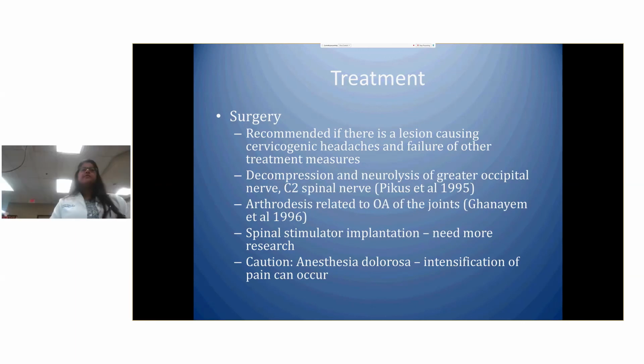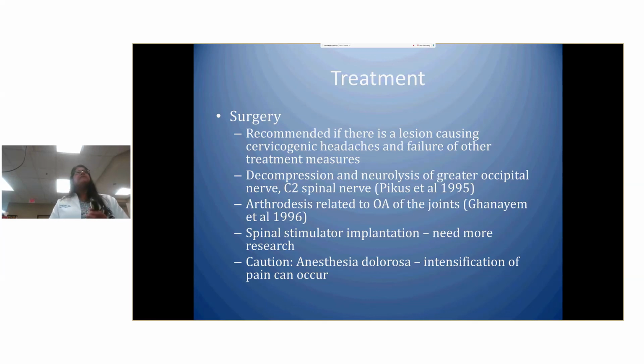Surgery. Now, surgery depends on whether there's a lesion seen in the cervical spine. So it can be helpful in reducing headaches in some cases. This was tough for me to find also, but certain studies are showing that if all other treatment measures fail and a lesion is seen that they think is causing the cervicogenic headache from the cervical spine, sometimes it can be helpful. So decompressing the greater occipital nerve sometimes can be helpful.